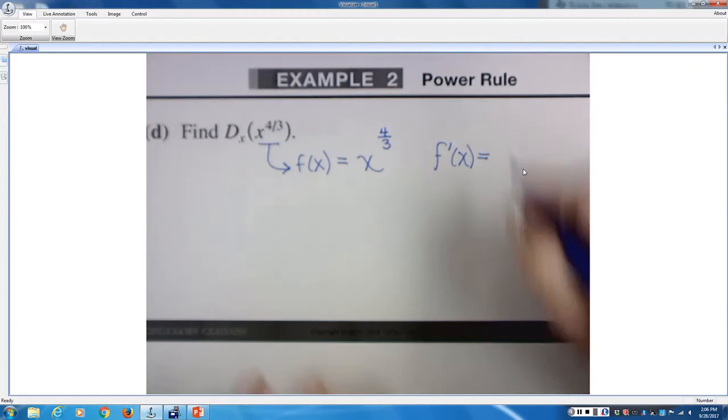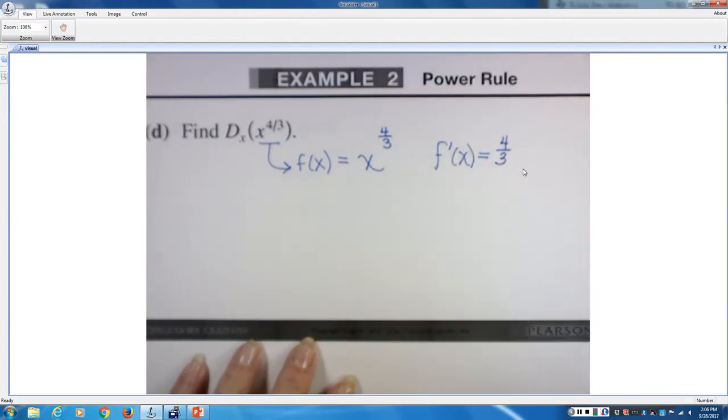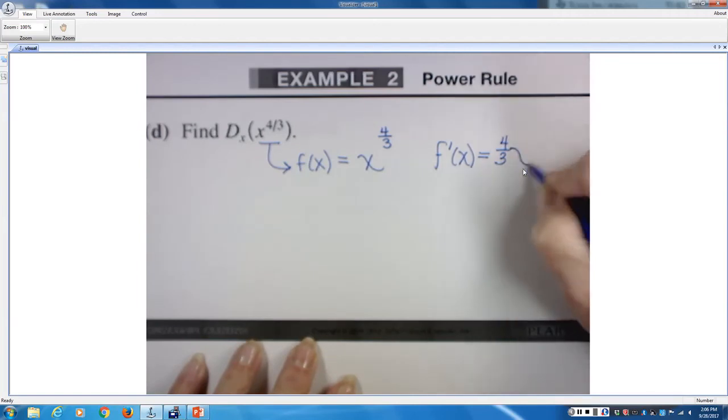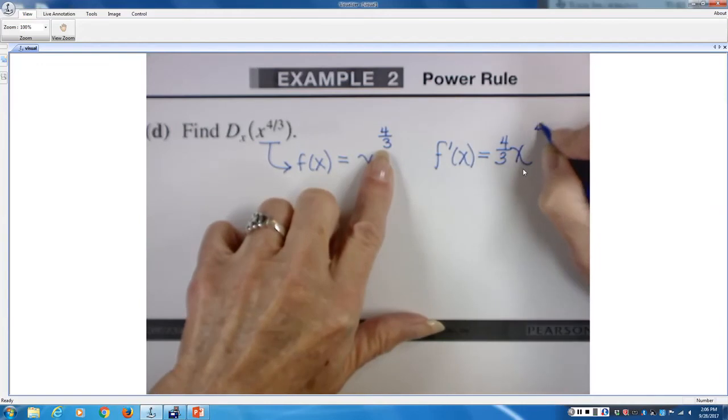Bring it to the front. What do I do with the x? Keep it. What do I do with the 4/3 power? I have to subtract 1 from it.